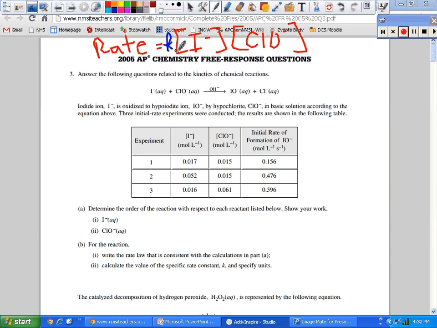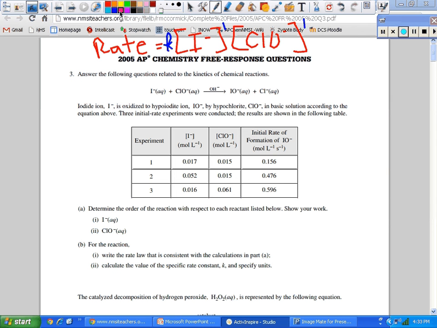Calculate the value of the rate constant and specify the units. Sir. What do you mean? What if baby K was 1? I have no idea. Oh, no. That is true. If baby K was 1, then rate would equal all of that. But I don't think that would ever happen though.